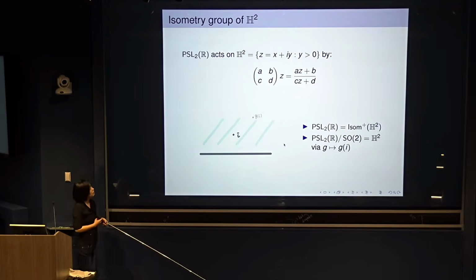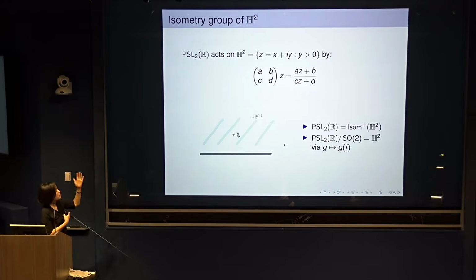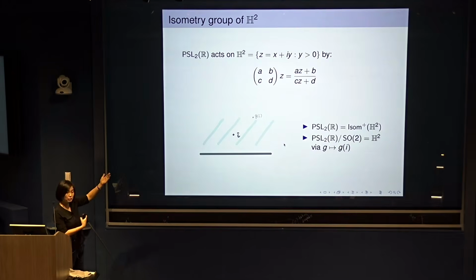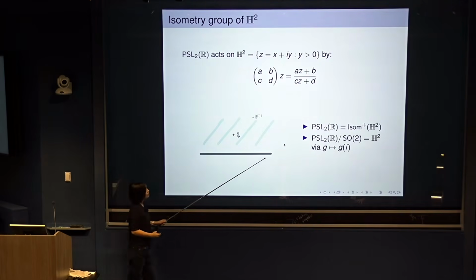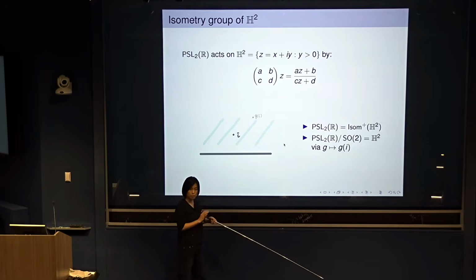Okay? And because A, B, C, D are real numbers, if z has positive imaginary part, then you can see the resulting complex number will also have a positive imaginary part. So this really gives an action of PSL2R on H2. And we can also check from the determinant 1 condition that this indeed preserves the hyperbolic metric. So every element of PSL2R is indeed an isometry of H2. And moreover, it turns out that PSL2R is precisely the group of all orientation preserving isometries of H2.